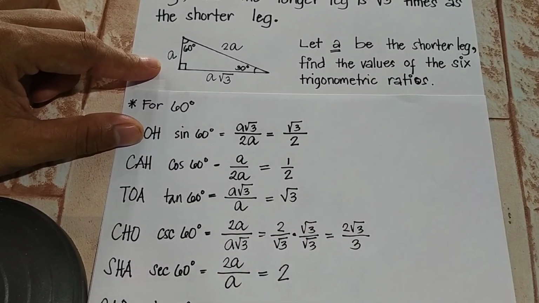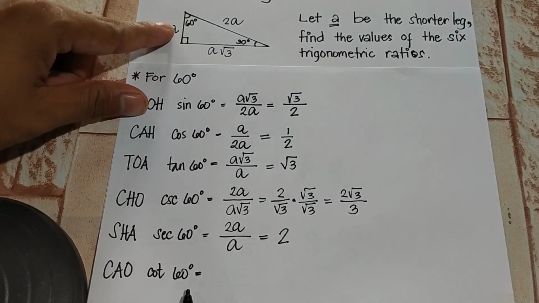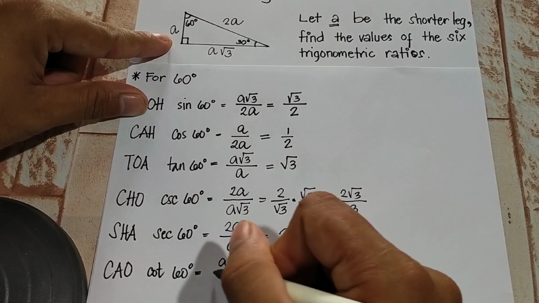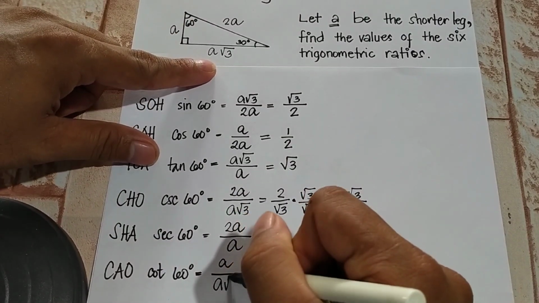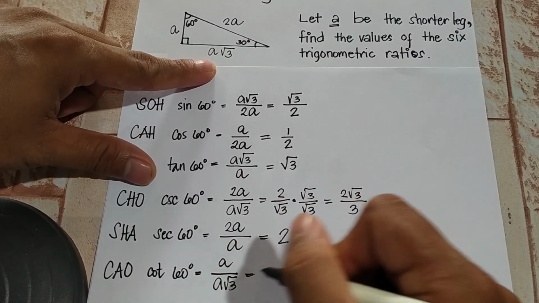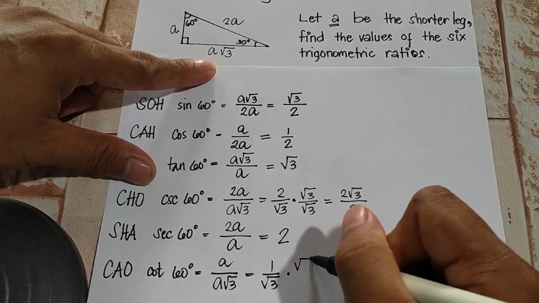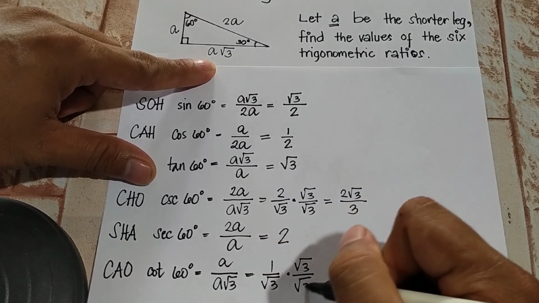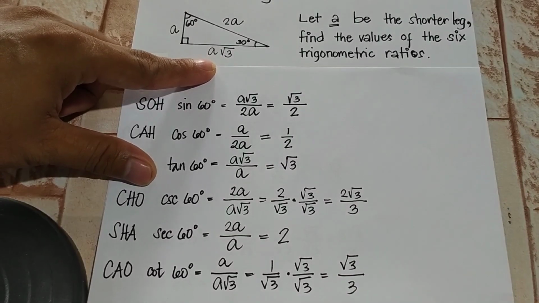Clear? Next, last one. We have cotangent 60. That is adjacent, A, over the opposite, A square root of 3. So again, that is 1 over square root of 3. Rationalize, we have square root of 3, so that is square root of 3 over 3.